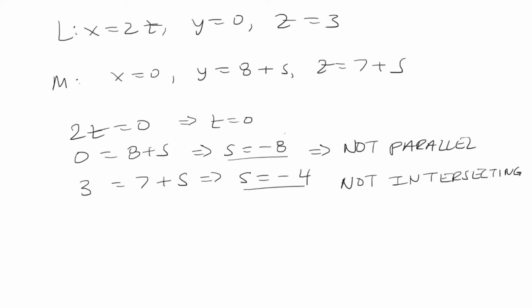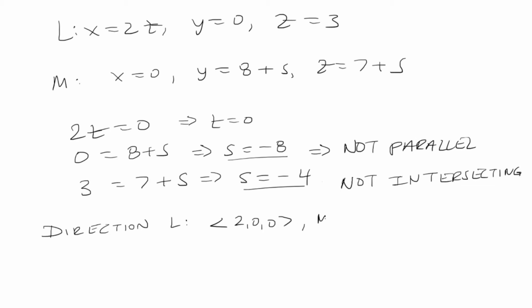Okay. And the direction of line L, you just look at, think of it as like the slope. It's the number in front of the t. So here it's 2. There is no t here. There is no t here. So it's 2, 0, 0.